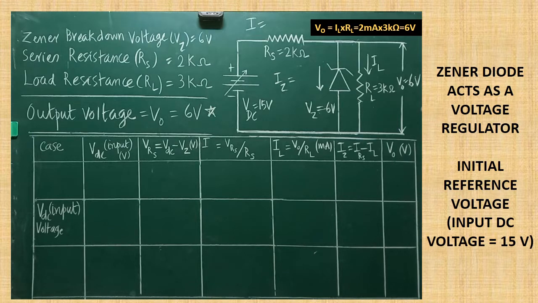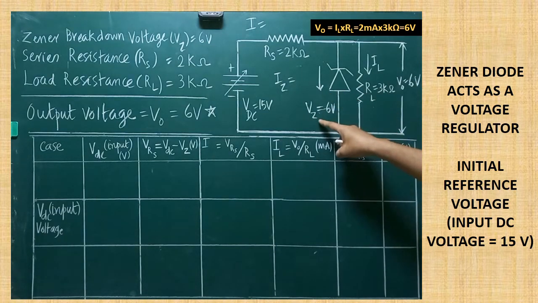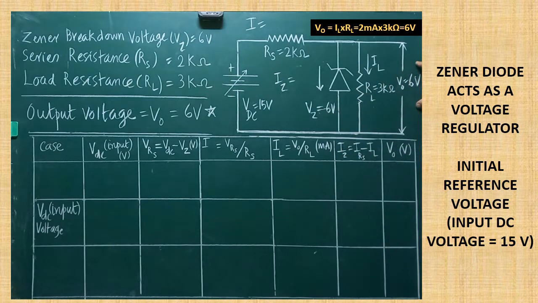Here I would like to get an output of 6 volt. That's why I have bought the Zener diode of breakdown voltage 6 volt. If the Zener breakdown voltage is 6 volt, the output also will be 6 volt DC. So across the two terminals, the output voltage won't vary, it remains constant. Now we are going to learn how things are working, what the resistances are, how the current is flowing, all those things to be analyzed.